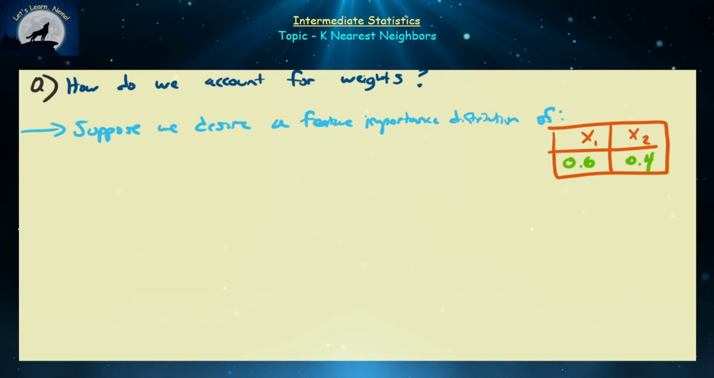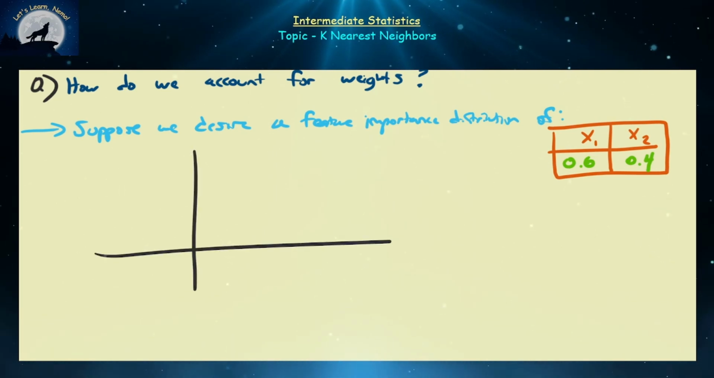The very first thing that I want to consider is, how do we account for weights? So suppose we desire a feature importance definition or distribution for, let's say, two features to be x1 to be 0.6 and x2 to be 0.4. So we think x1 is a little bit more important than x2. But of course, maybe 0.4 is more important than x1. So make sure you have a correct interpretation of these numbers once you have defined them.